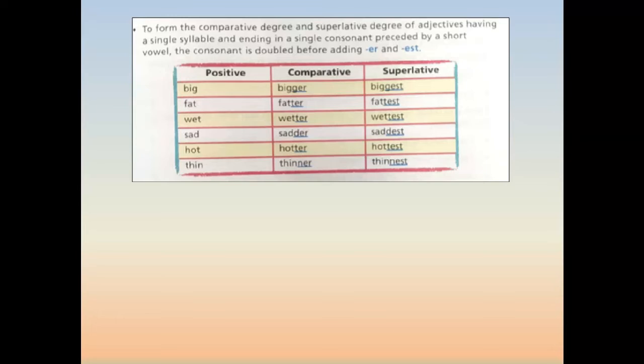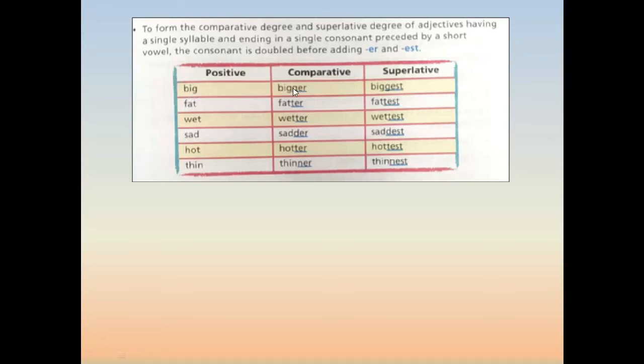Whenever you have such adjectives, what will we do? In the comparative, we will double the last consonant. So whatever letter is forming the last consonant, you will double it and add er. For the superlative, you will double the last consonant and add est. Let's see the examples which will make it clear.